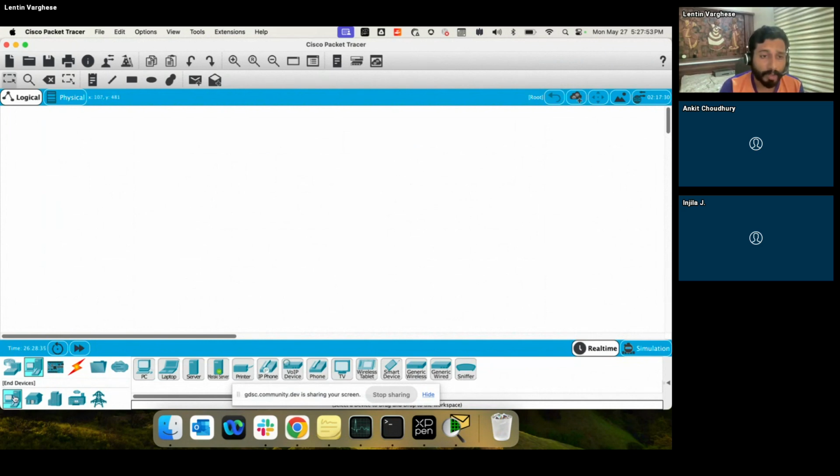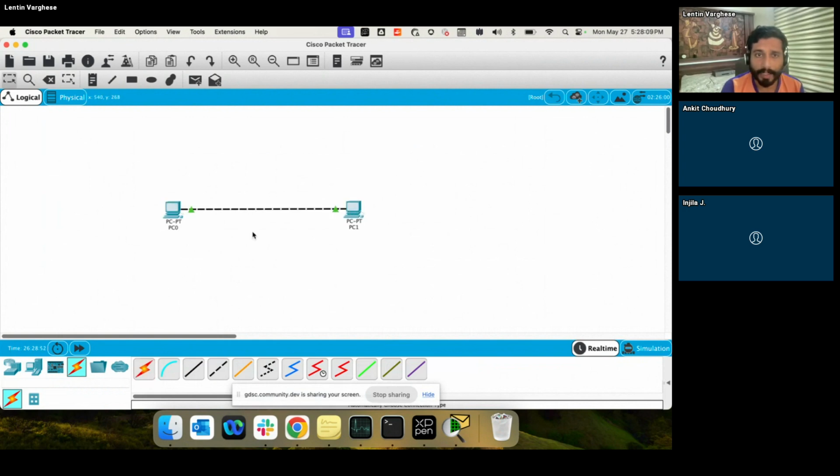So, computer. I have a computer here. I have another computer here. Now these two computers are not connected in any way. I'm going to connect them with a cable. And these two are connected now.